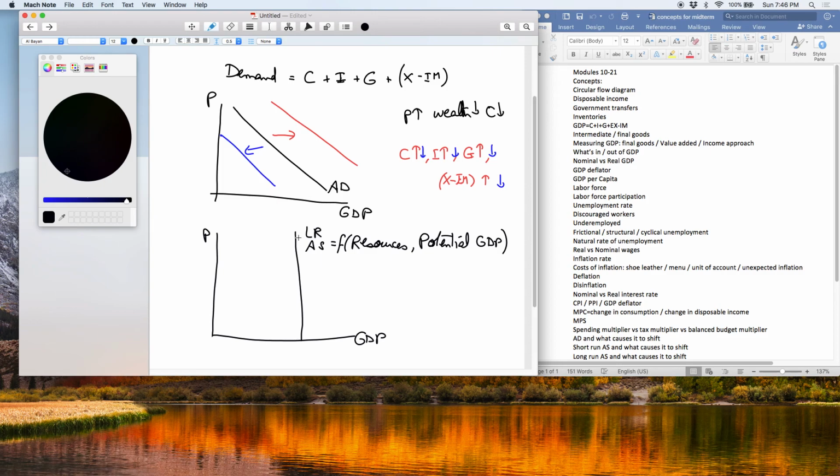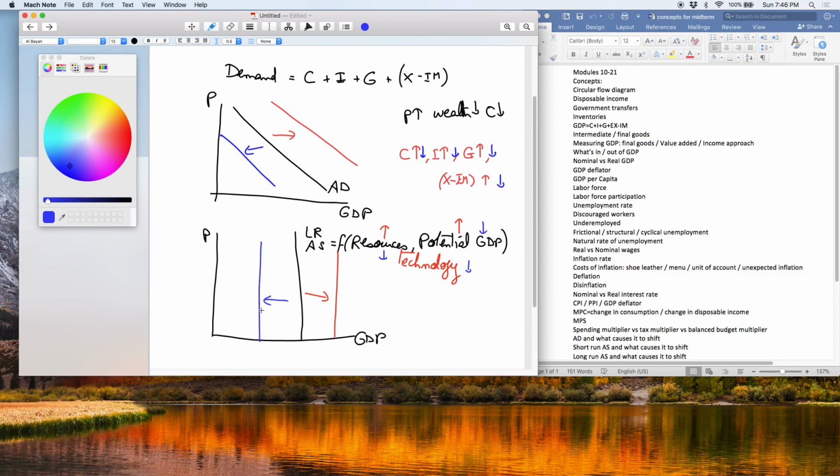Okay? What would cause the aggregate supply curve to increase? Well, if resources increase, if technology increases, which allows you to produce more with the current resources, anything that causes potential GDP to increase, your maximum that you can produce, is going to cause the supply curve to shift to the right, and bad things are going to cause the long-run supply curve to shift to the left. Okay?